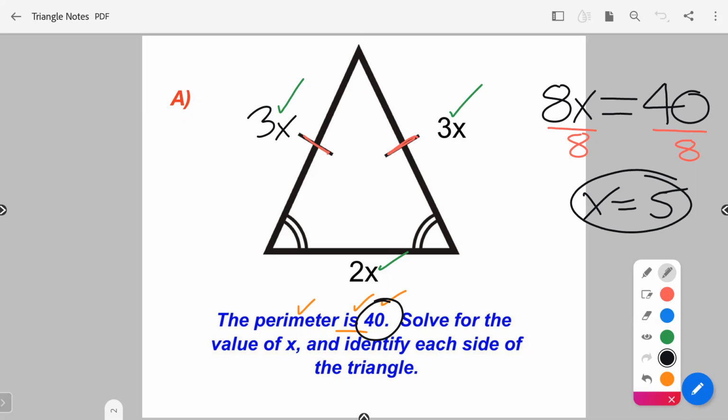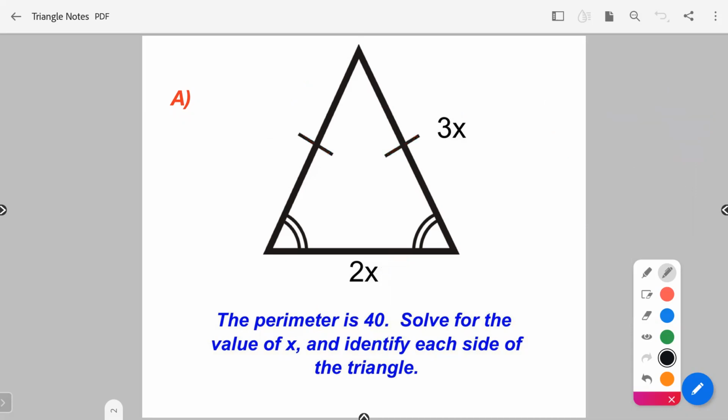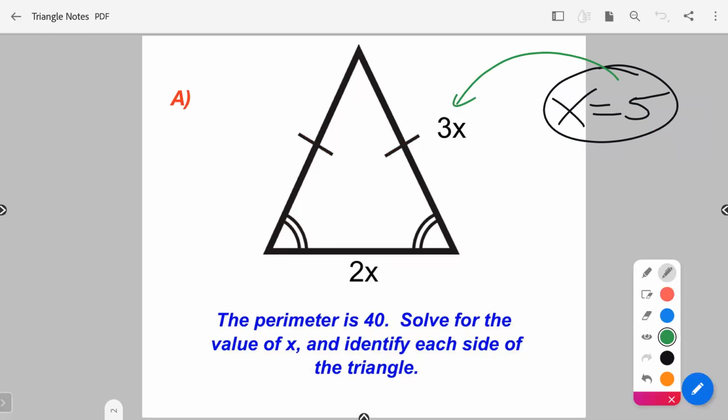Now, once we know the value of x is 5, now we can find all of my side measurements by doing something referred to as substituting. So I'm going to clear this. I got my x value is equal to 5. Now, what the heck is this substituting you talk about? Here you go. Take this value that you have right here. 3x means 3 times the x value. Well, if the x value is 5, then 3 times 5 means that this side is going to be 15.